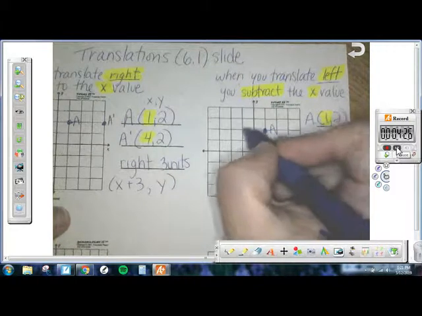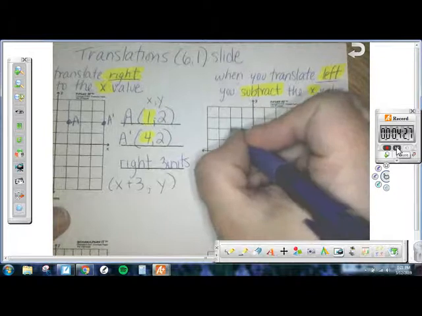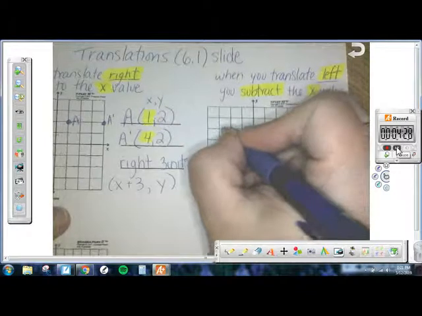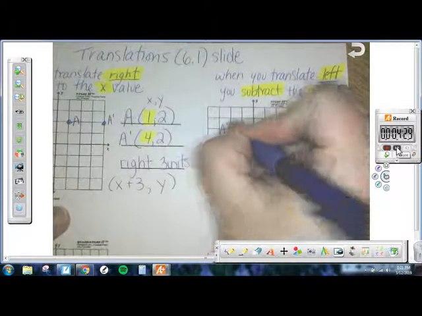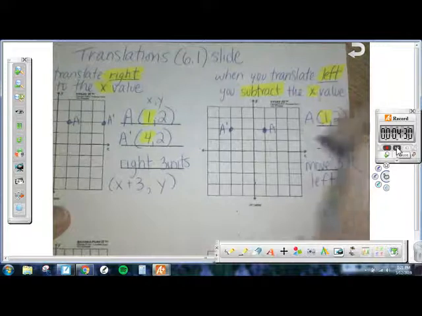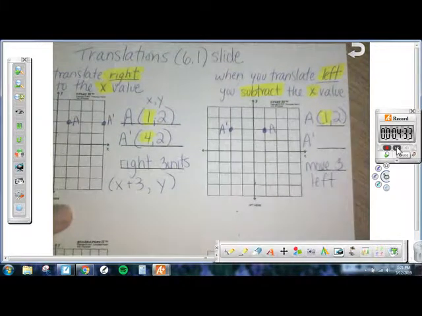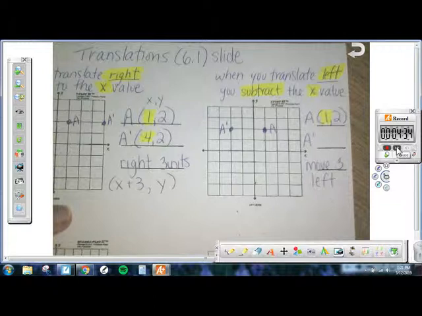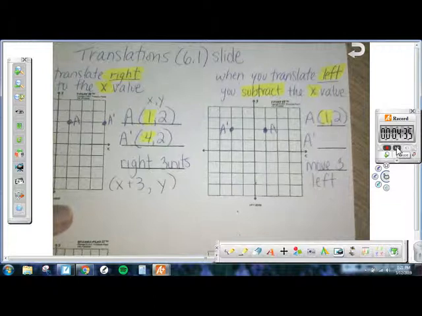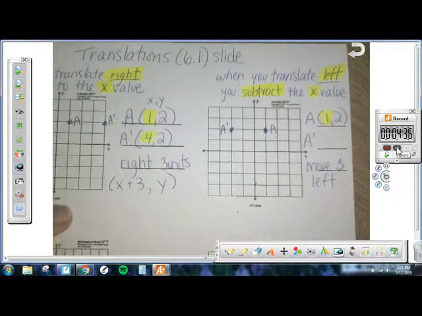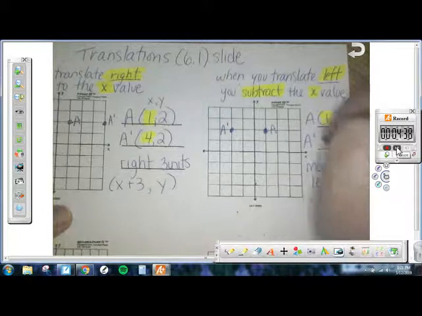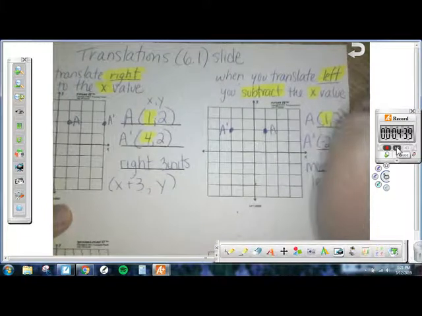Alright, so now we're going to move away from just single points, and we're going to move entire shapes, or polygons. So we're going to create our first polygon, which happens to be triangle ABC. So A is negative 2, 4. B is going to be negative 3, 2. And C is going to be negative 1, 1.